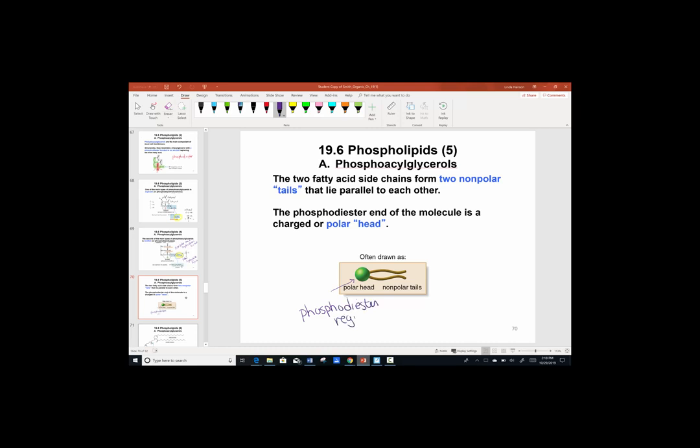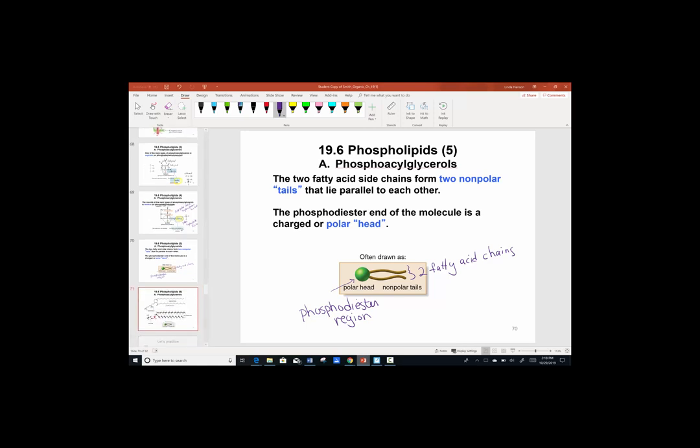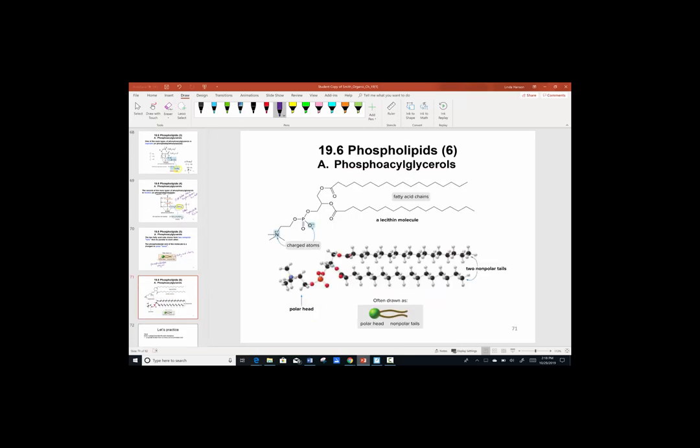And those two tails represent those two fatty acid chains, those long carbon chains that were hydrophobic. Water-loving is the phosphodiester region, polar head. Water-hating is the fatty acid chains, the non-polar tails. Very important structurally in the structure of a membrane, as we'll soon see.